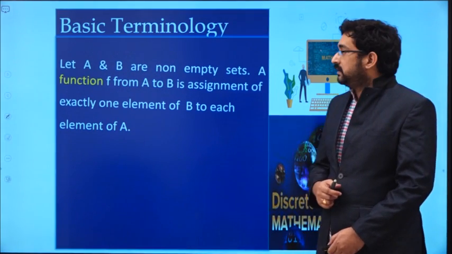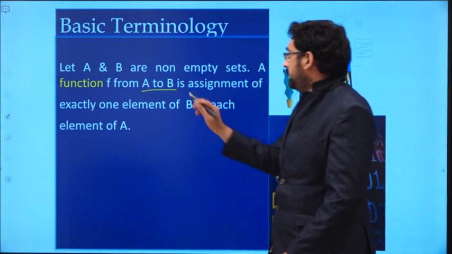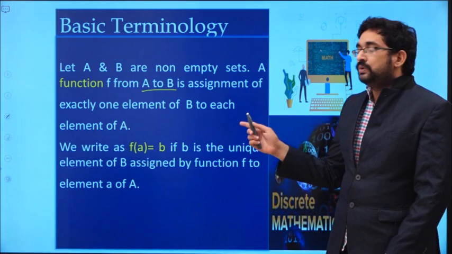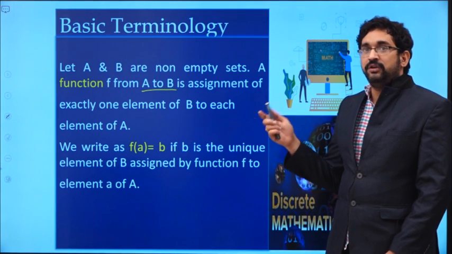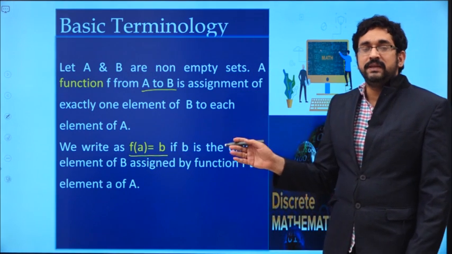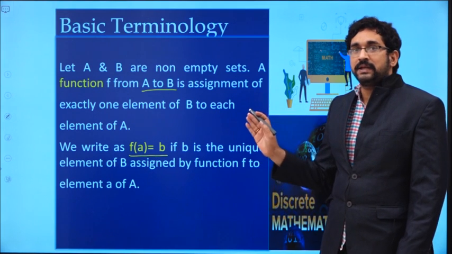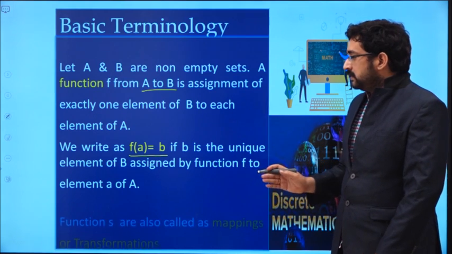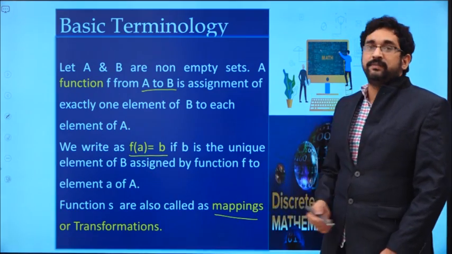What is a function? If A and B are any two non-empty sets, a function f from A to B is said to be an assignment of exactly one element of B to every element of A. If f is a function defined from A to B, we represent it as f: A → B. That means every element of A should be mapped to exactly one element of B. Then we can say that it is a function. Functions are also called mappings or transformations.